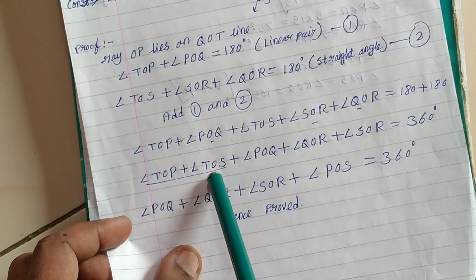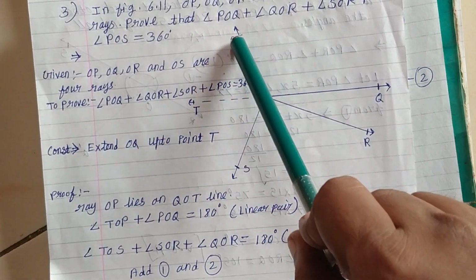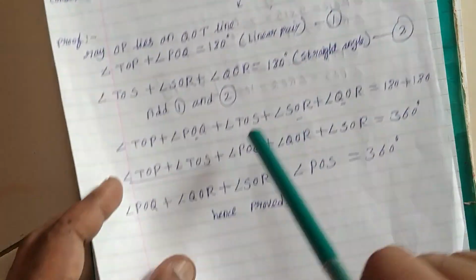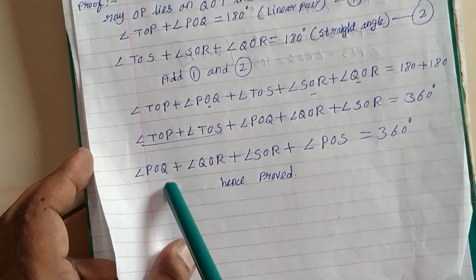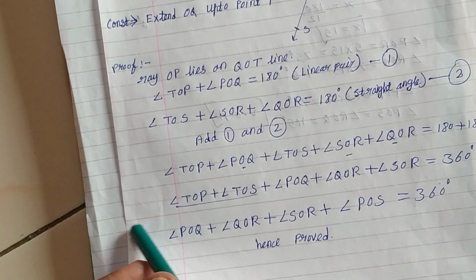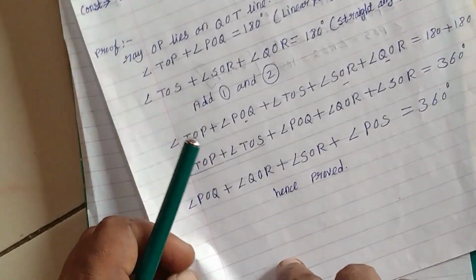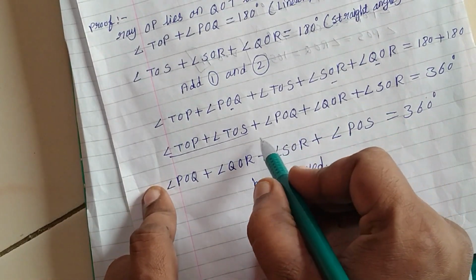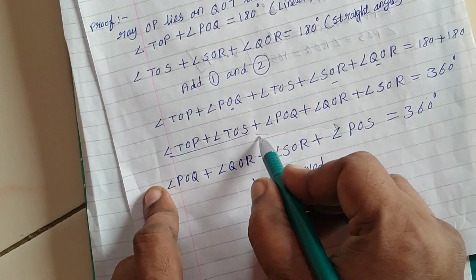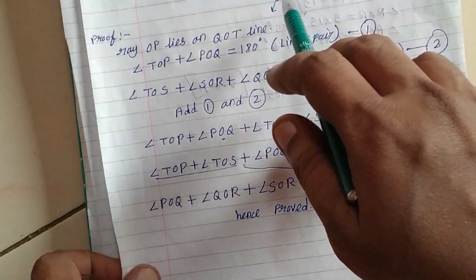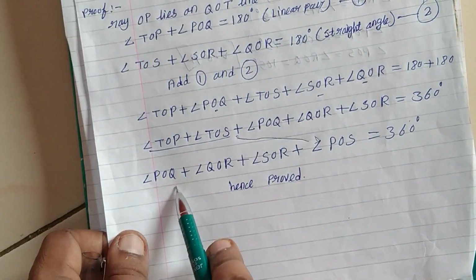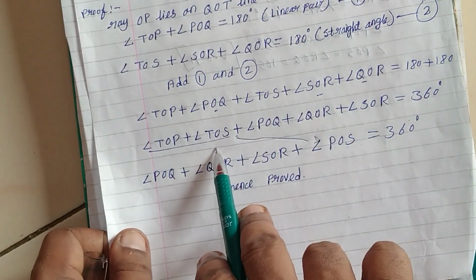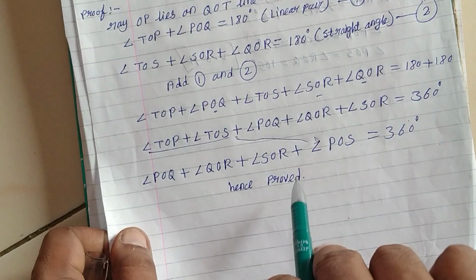Now the addition of TOP and TOS will give me angle POS, which I have written here. Now what we wanted to show: angle POQ plus QOR plus SOR plus angle POS is equal to 360 degrees, hence proved.